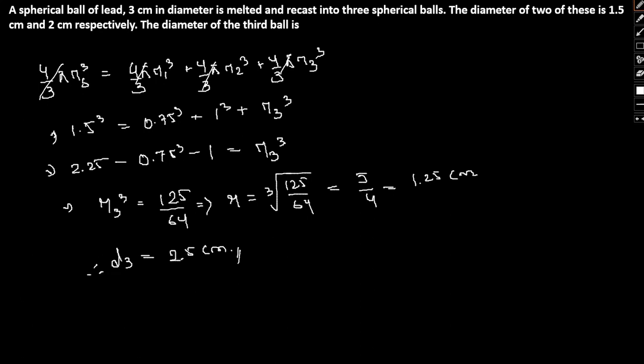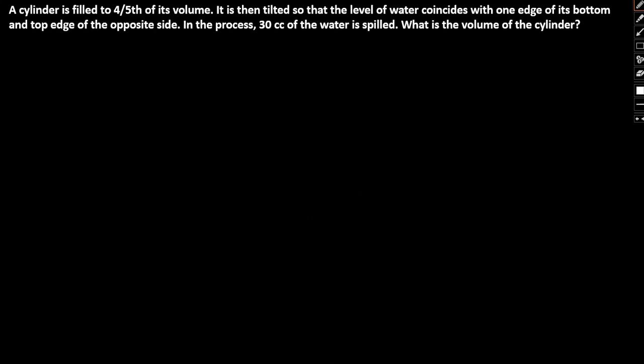So let's take a look at the third question. So here's the third question. A cylinder is filled to 4/5 of its volume, and it is then tilted so that the level of water coincides with one of the edges of its bottom and the top edge of the opposite side. Bottom and top edge, it basically coincides. In the process, 30 cm³ of water, 30 cc of water, is spilled. Find the volume of the cylinder.